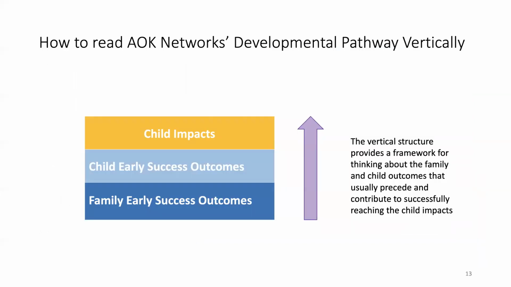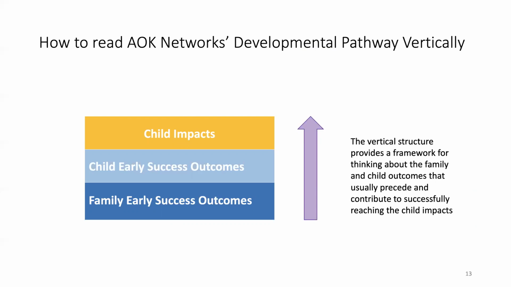Now let's talk about how we read this pathway vertically. This is just a simplified graphic that represents the different pages and how those pages are ordered in your developmental pathway. The first page with the child impacts, second page with the child early success outcomes, and then the third page with the family early success outcomes. This vertical structure provides a framework for thinking about the family and child outcomes that usually precede and contribute to successfully reaching the child impacts.